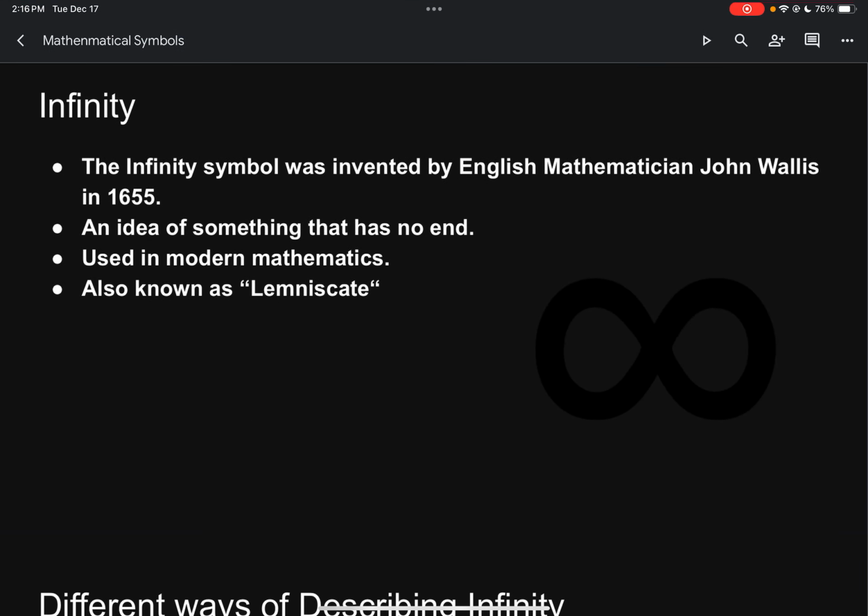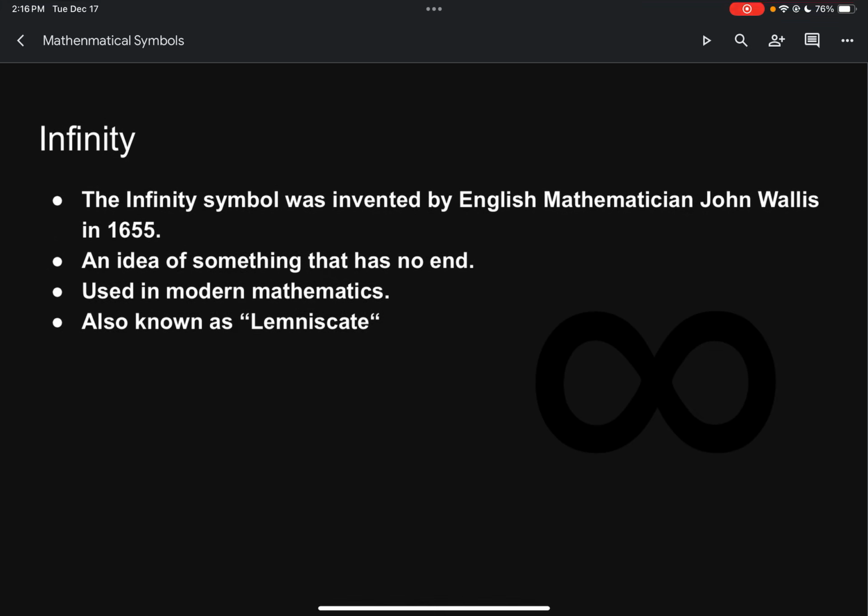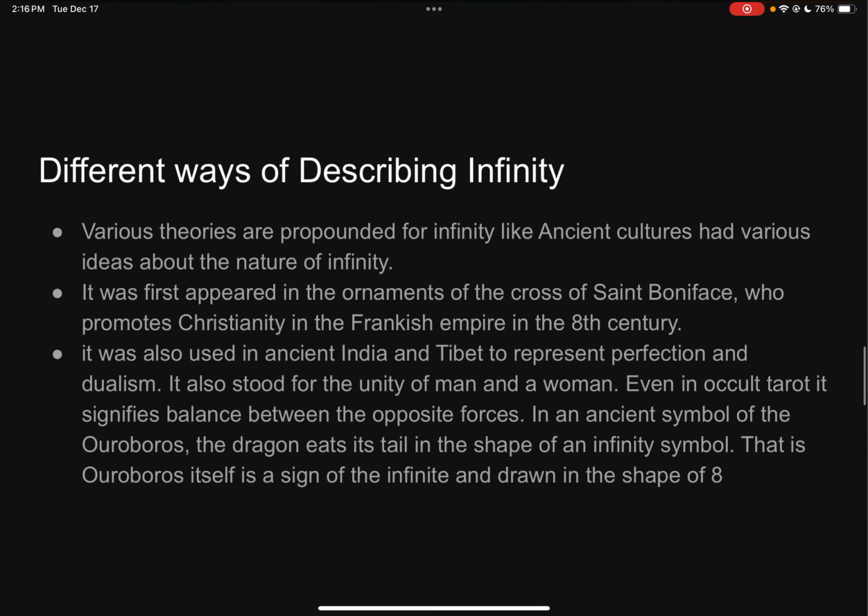And so just to go into some of the origins of infinity, first the infinity symbol was invented by English mathematician John Wallis in 1655. And it was an ideal, something that has no end, which is why it's called infinity, and it's used in modern mathematics and calculus. And it also has different names. For example, one of its names is lemniscate.